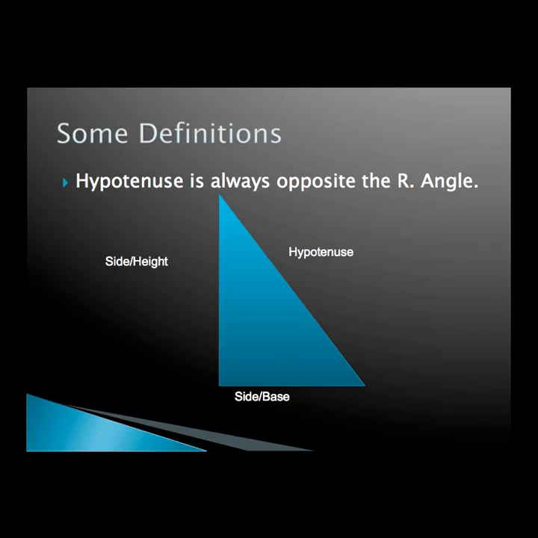Let's start off with some definitions. The hypotenuse is always opposite the right angle. The left side is the height and the bottom is the base. This is also important when finding the area of a triangle.